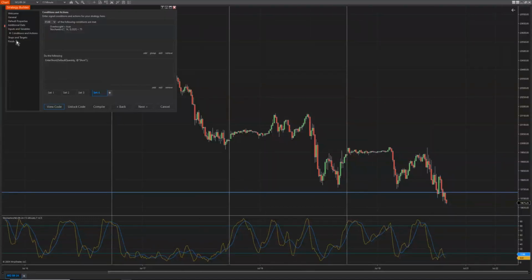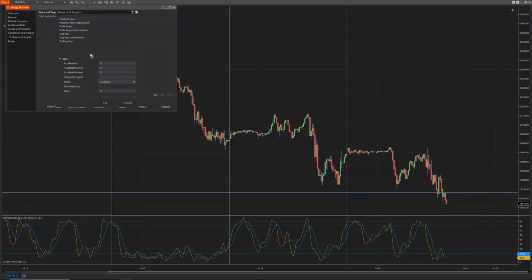That's why. So let's go ahead and set our stop targets here. Let's do a profit target from entry, single signal long, and we'll do ticks, and we'll just do 20.